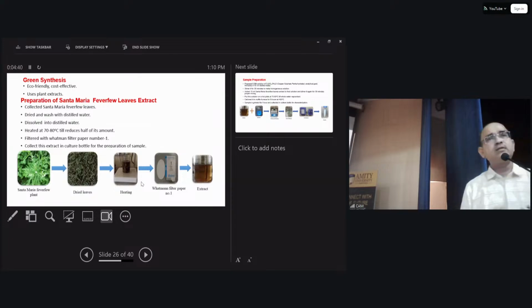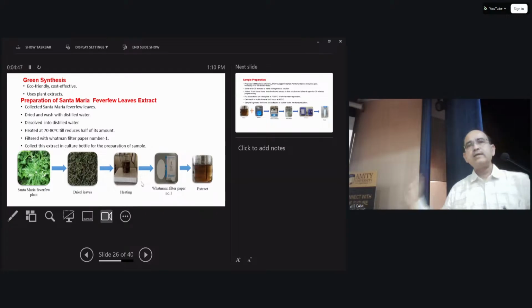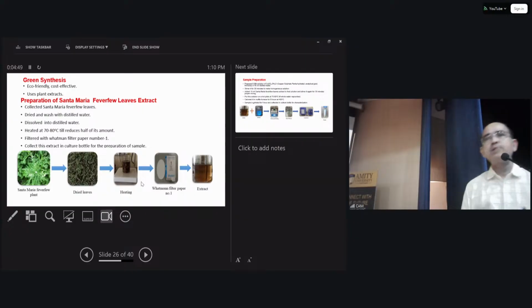Why green synthesis? Green synthesis is eco-friendly and cost-effective. It uses various things. In this case, I have taken leaves of the Santa Maria feverfew plant. How has it been done? We have collected Santa Maria feverfew leaves, dried and washed with distilled water, dissolved in distilled water, heated at 70 to 80 degrees till reduced to half of its amount. Then it was filtered with the Whatman filter paper number 1, and this extract was used for sample preparation.